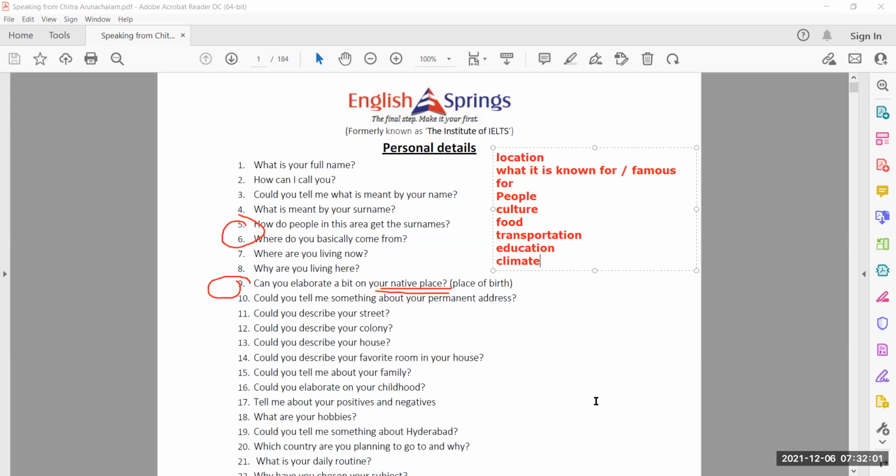So now what we are going to do is, as today is the first class, let's everybody introduce oneself. What I want everybody to do is just tell your name. First question, what is your full name? Then how can I call you? And then you can just talk something about 2 to 3 lines about your native place. Let's get to know each other so that we feel comfortable in upcoming sessions.